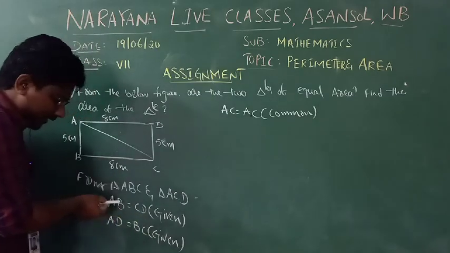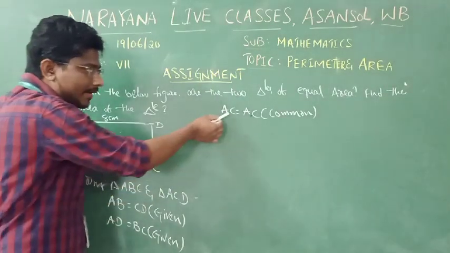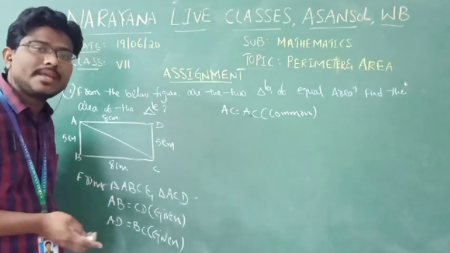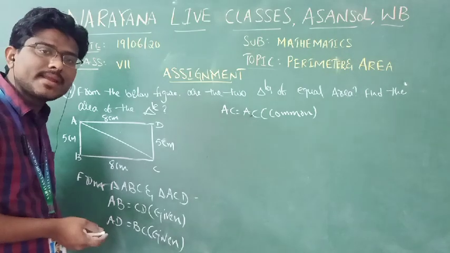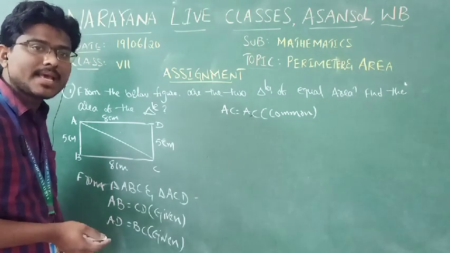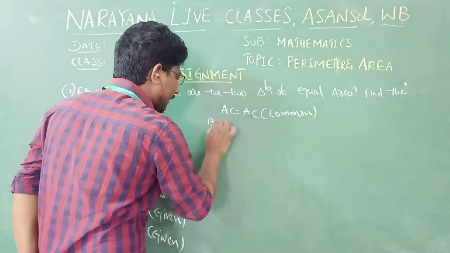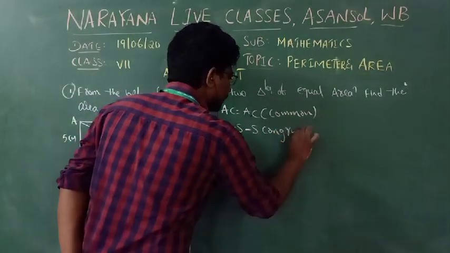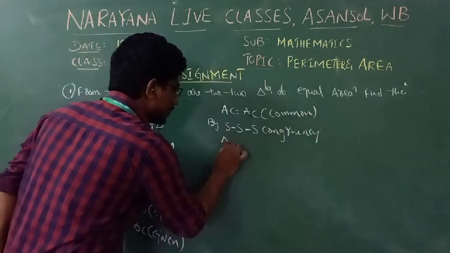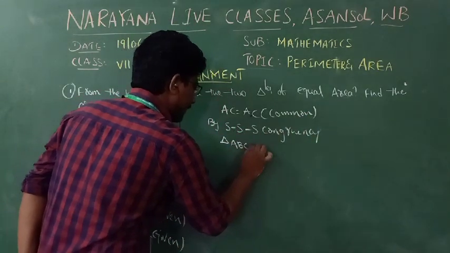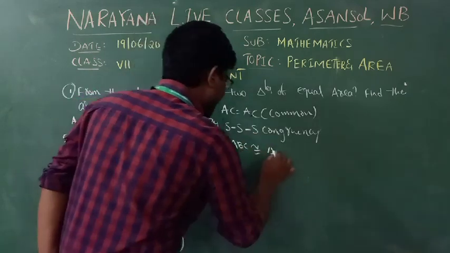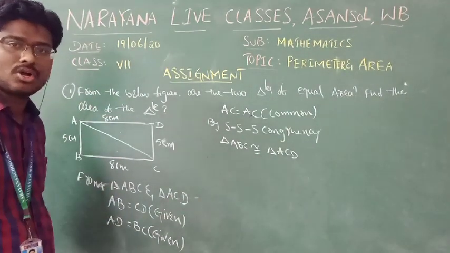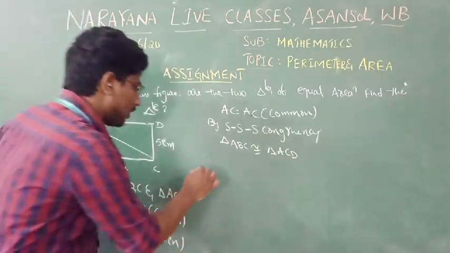Now see here, it is a side, and it is a side. So all three sides, corresponding sides of two triangles are equal. We call it as the two triangles are congruent by SSS congruency. By SSS congruency, we can say triangle ABC is congruent to triangle ACD. If the two triangles are congruent, then their areas are equal.